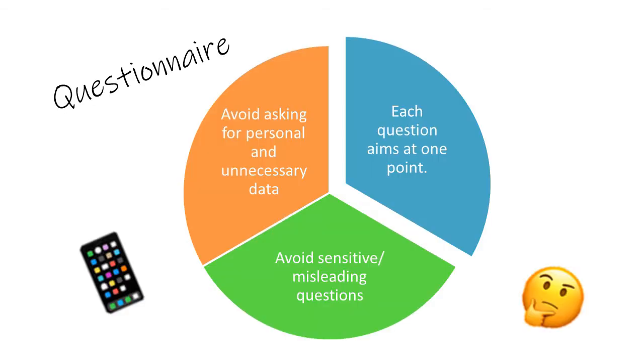When it comes to conducting a survey, you need to set a questionnaire. Questions you put in your questionnaire should be simple and clear, with each question aiming at one point. For example, which one of the following is your most favorite sport? You should also avoid asking sensitive or misleading questions, as well as asking for personal and unnecessary data.